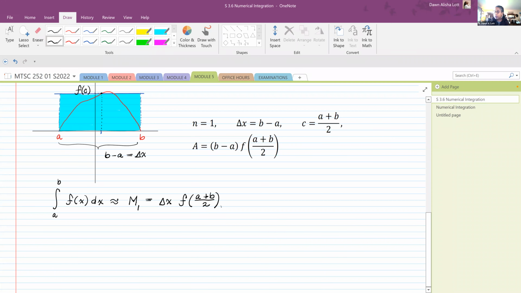And we will continue with this tomorrow, where we will actually find the formula for the midpoint rule, and then we'll move into the trapezoidal rule as well.